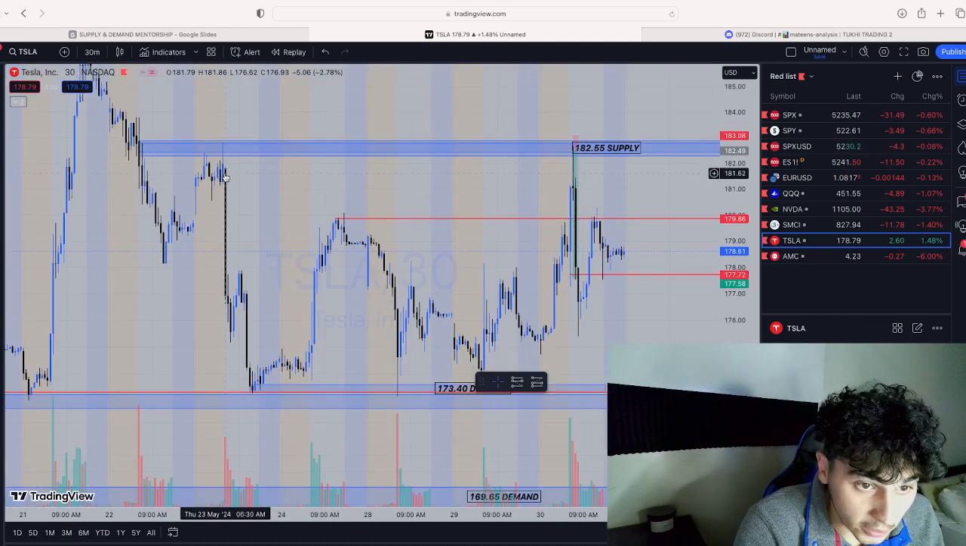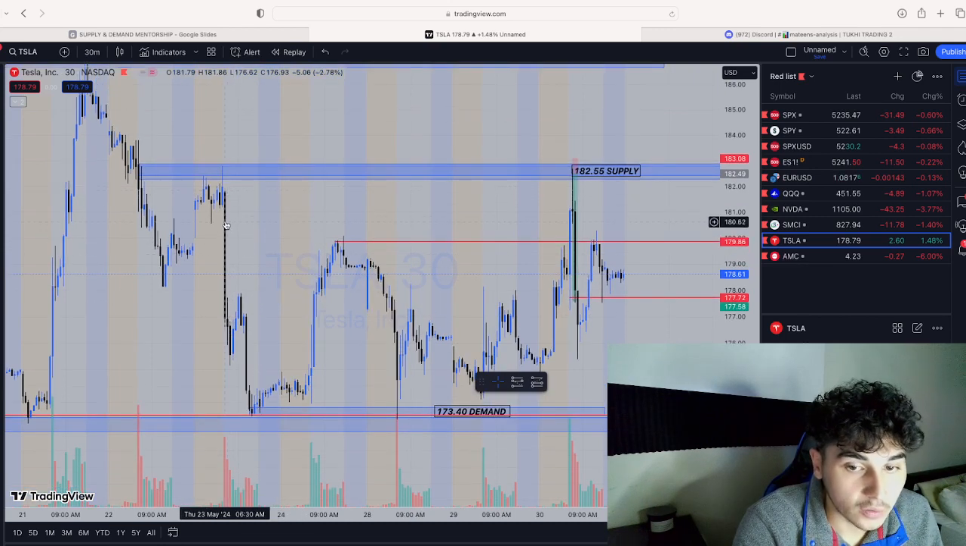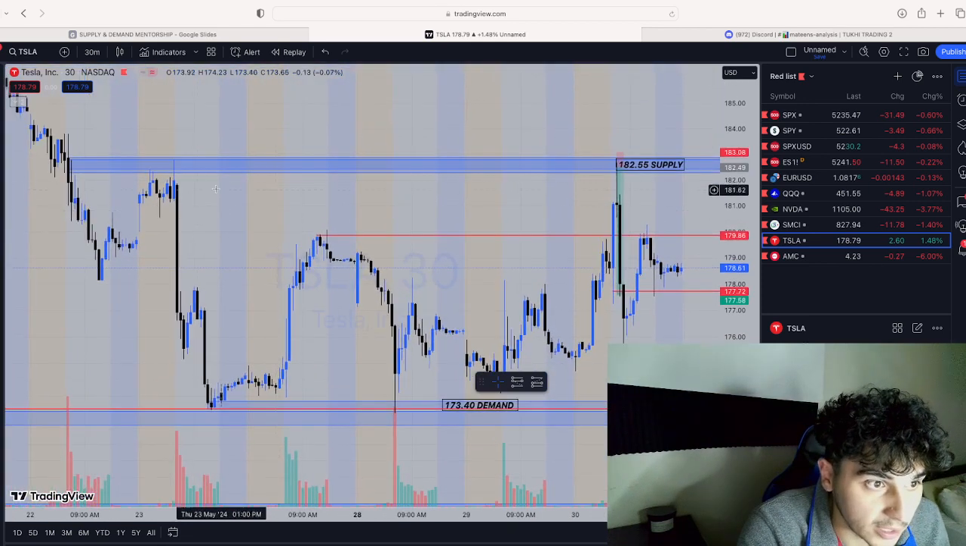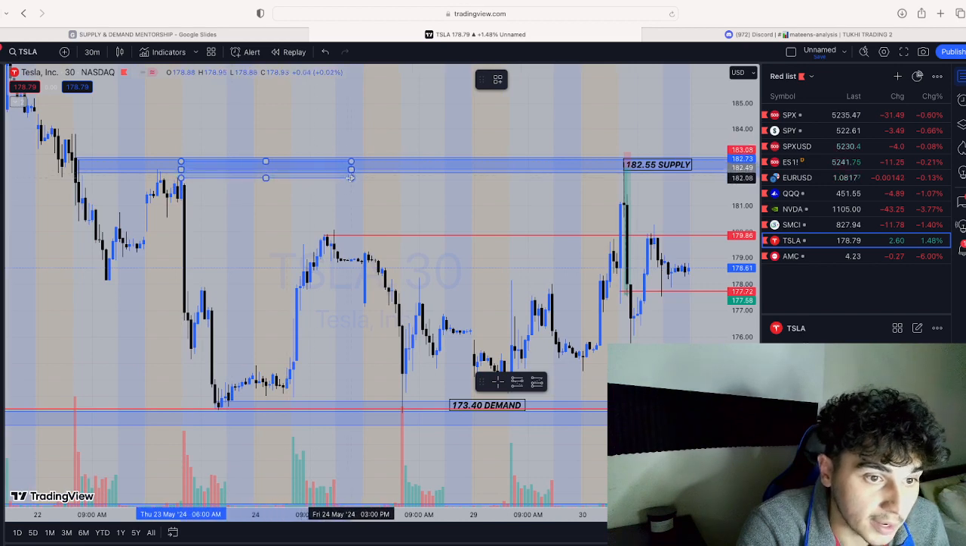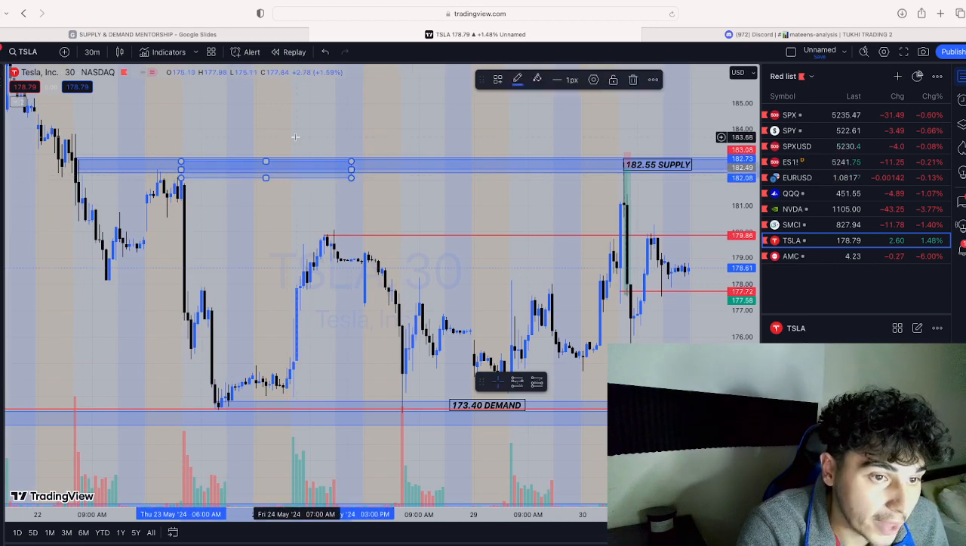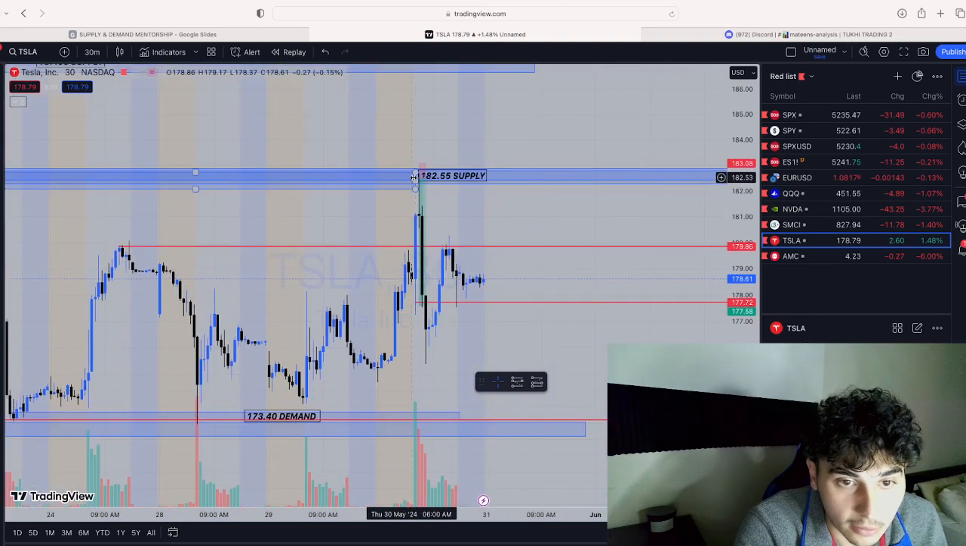What do we see here? Very strong push to the downside. Let's mark out the candle that started this move, okay? So it's going to be this blue candle here. Boom, boom. We're going to mark out the top wick rather than the bottom wick because this is a supply zone. Then we extend that baby out, right?